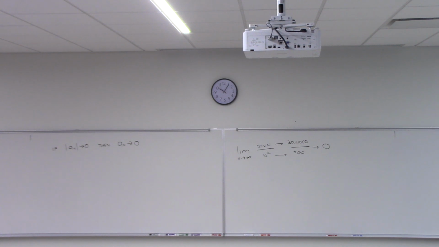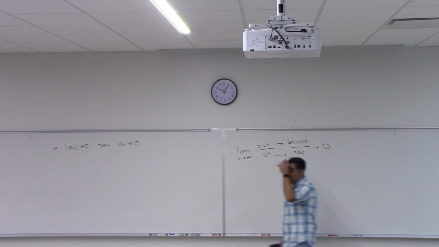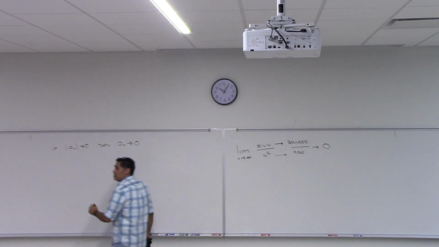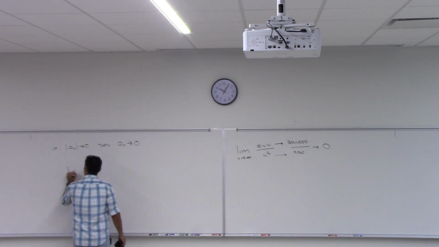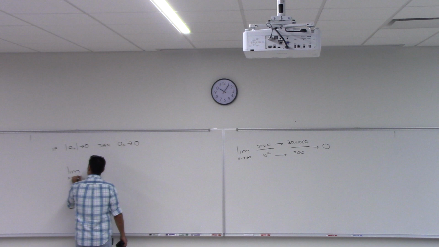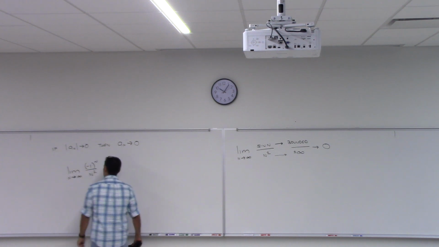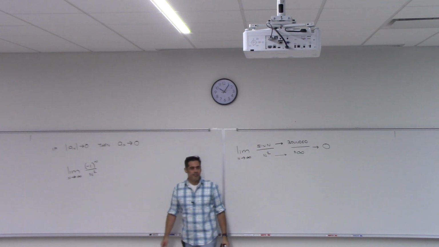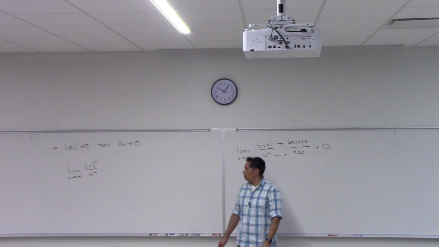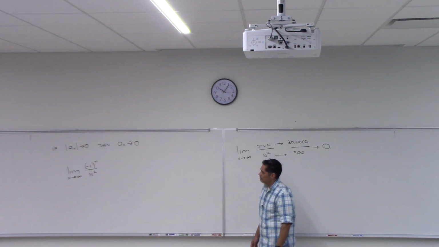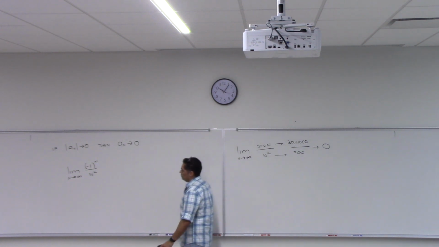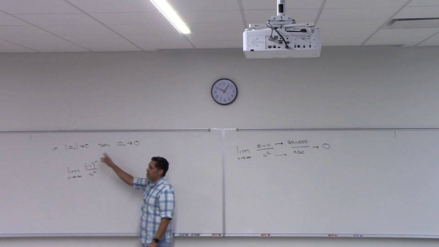Look at that example. Find the limit as n goes to infinity of -1 to the n over n squared. Limit as n goes to infinity, -1 to the n over n squared. All right. So I'm going to use this theorem.